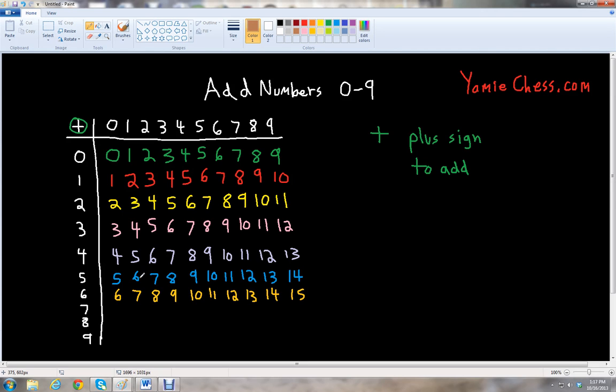Okay, so let's do the 7s. So 7 plus 0 is 7. 7 plus 1 is 8. 7 plus 2 is 9. 7 plus 3 is 10.